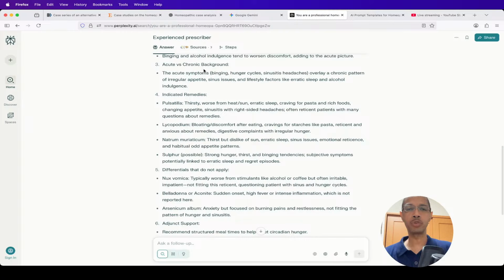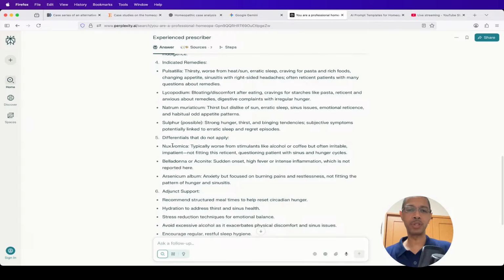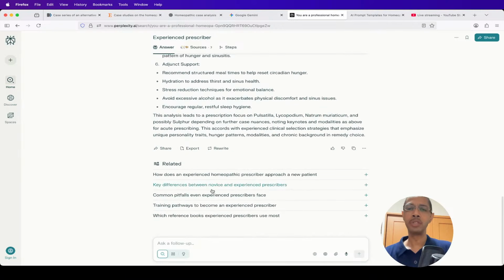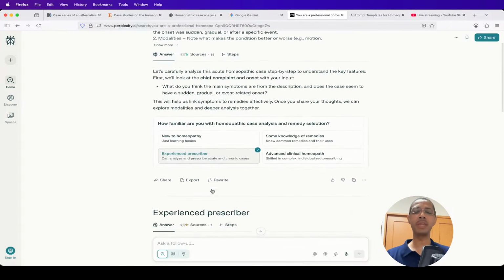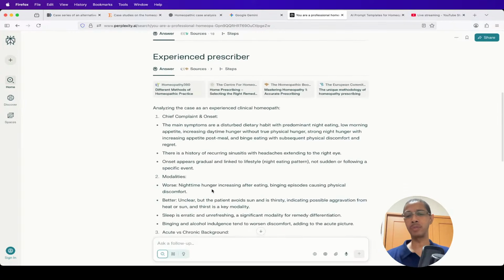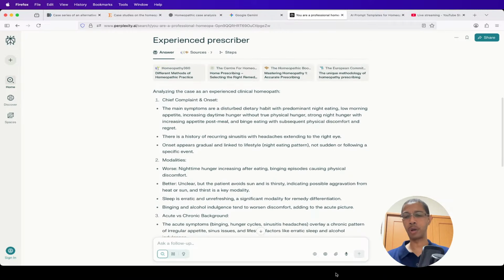So here, acute versus chronic background. The acute symptoms of binging, hunger, cycle, sinusitis, headaches overlay a chronic pattern of irregular appetite, sinus issues, lifestyle factors, and erratic sleep. Indicated remedies: pulsatilla, lycopodium, natmur, sulfur. Again, no lachesis. Differentials: nux vomica, belladonna or aconite, arsenicum, and then adjunct support. So this is to give you an example of the type of data that will come out, right? What you're going to receive when you use a different prompt for different cases. Okay.